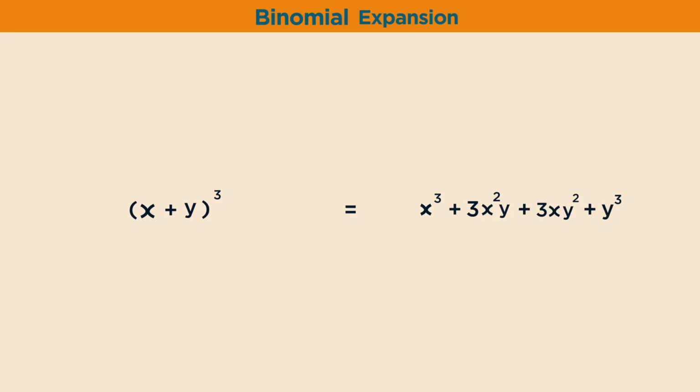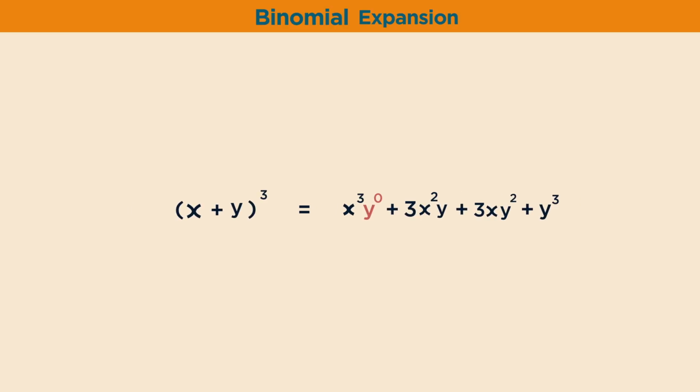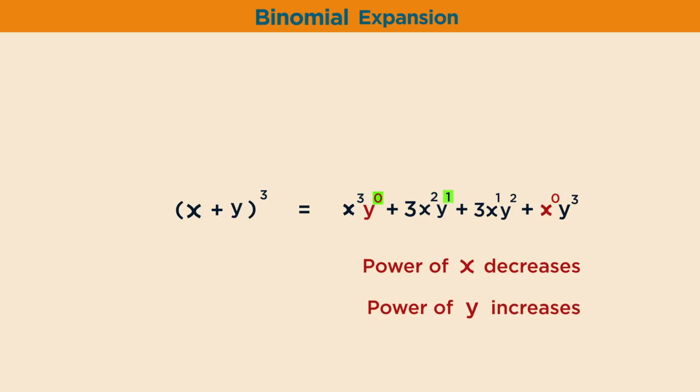Now let's see if these observations are also true for the cube of x plus y. Again, let's rewrite this expression by putting y to the power of 0 here and x to the power of 0 here. And like just now, notice that the power of x decreases and the power of y increases. And the sum of the powers of each term is always equal to 3. And this is equal to the power of the binomial.